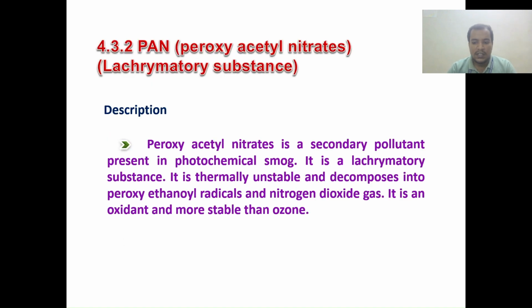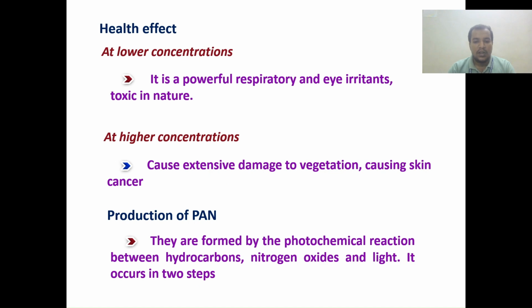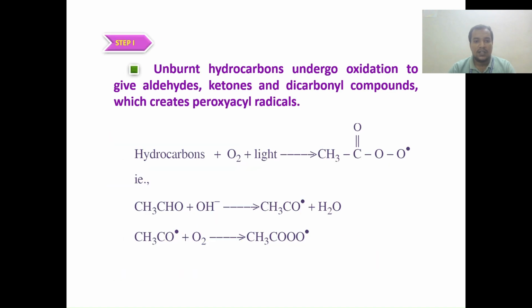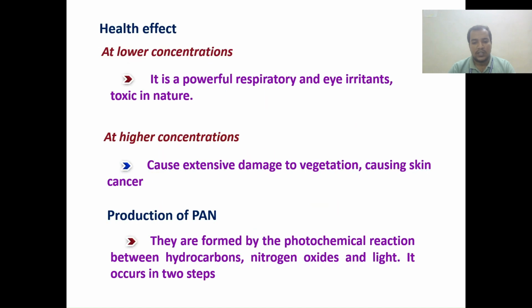The peroxyacetyl nitrates are produced by the photochemical reactions between hydrocarbons, nitrogen dioxide, and light. It occurs in two steps. First, unburned hydrocarbons undergo oxidation by light, giving aldehydes, ketones and dicarbonyl compounds, which create peroxyacyl radicals. These are the reactions for the production of PAN.